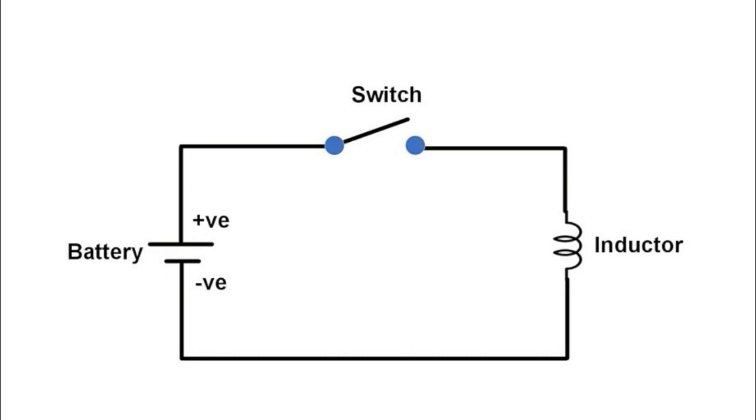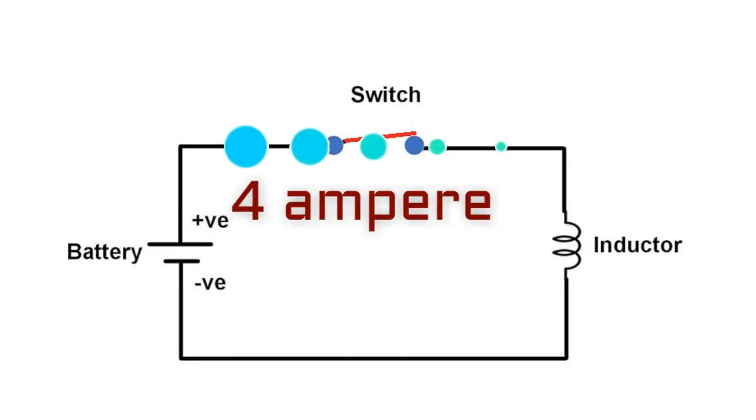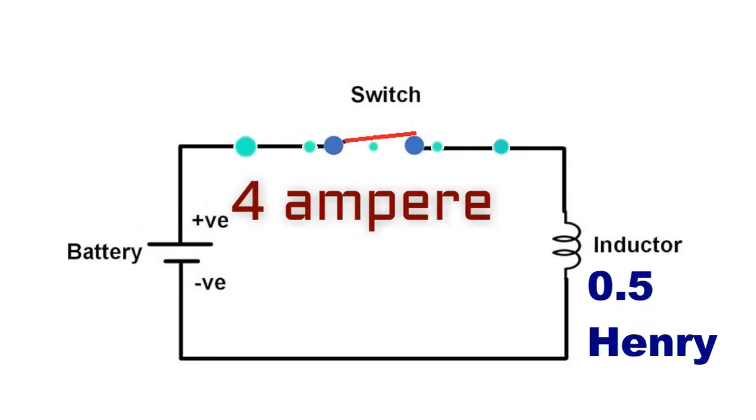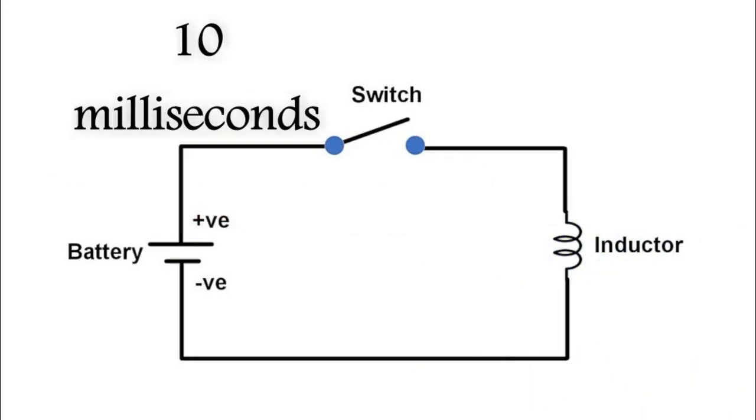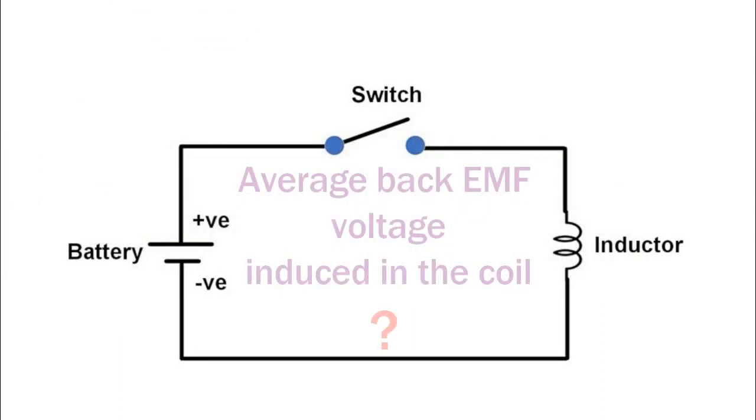A steady-state direct current of 4 amperes passes through a solenoid coil of 0.5 henry. What would be the average back EMF voltage induced in the coil if the switch in the above circuit was opened for 10 milliseconds and the current flowing through the coil dropped to 0 amperes?